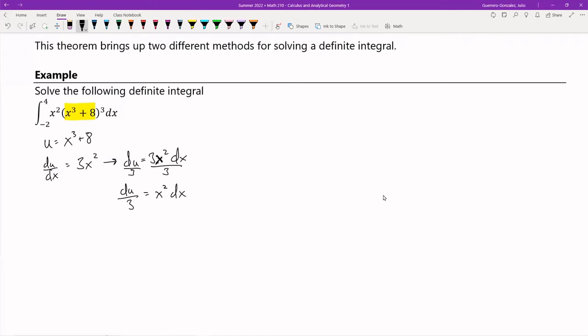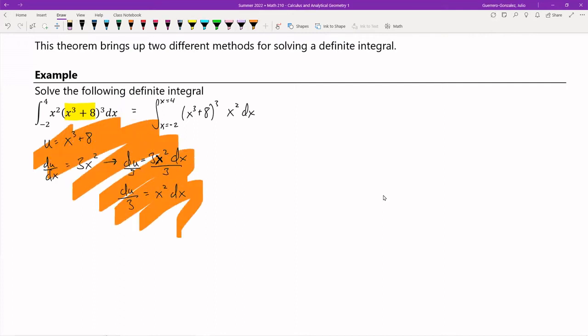Okay. So now I'm going to go from here. So this is going to be equal to the integral. I'm going to do this really quick, and I'm going to explain why a little later. X equals minus 2 to x equals 4, of x cubed plus 8 cubed times x squared dx. So all I did was rearrange the furniture so I can get everything to look like what I just did down here.